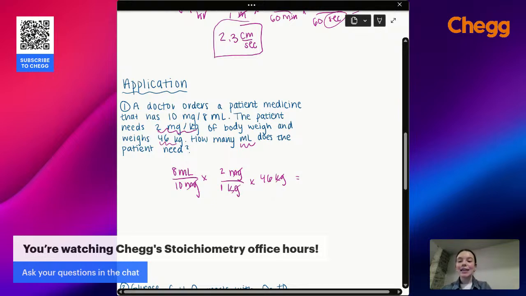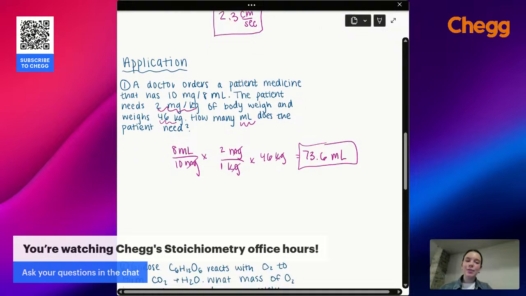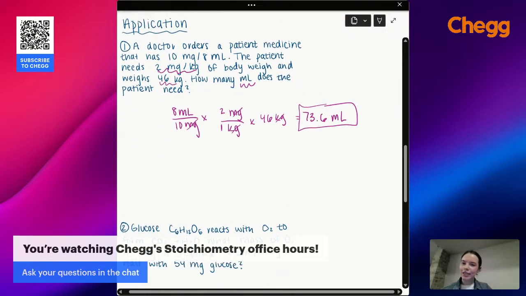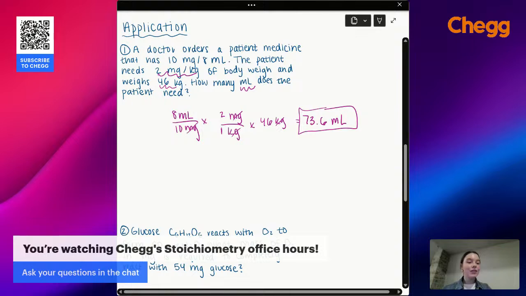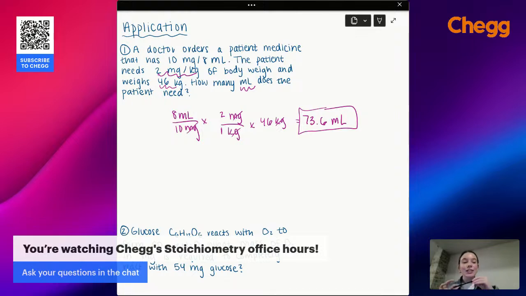If you said 73.6 milliliters, you're absolutely correct. That is a lot of milliliters to give a patient, but maybe it's like in an IV or something if you want to think of it that way. But again, if you're a nurse or a doctor, this is a very practical way of how stoichiometry will help you and how you will use it in your day-to-day life.